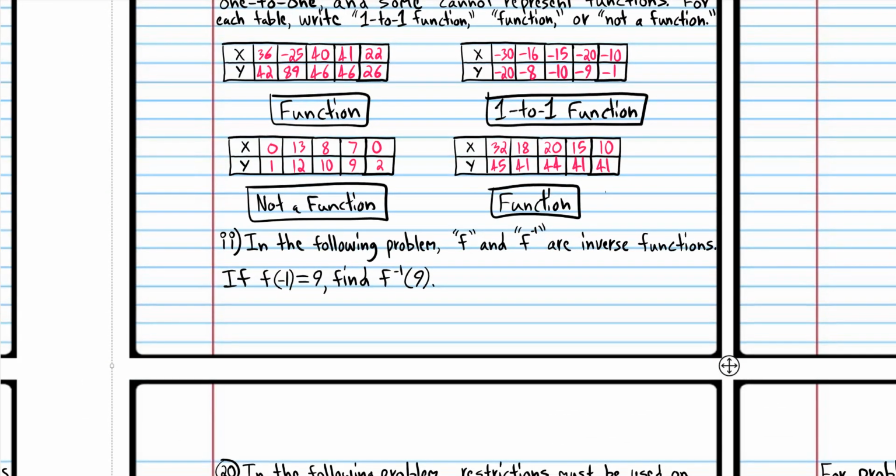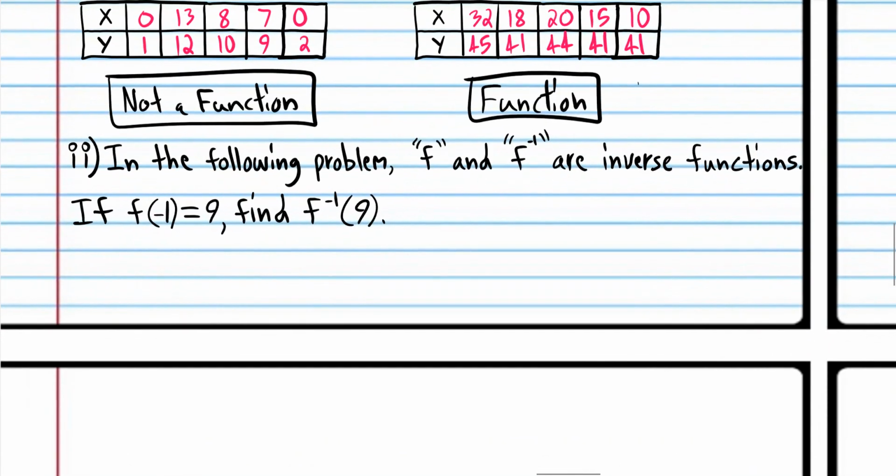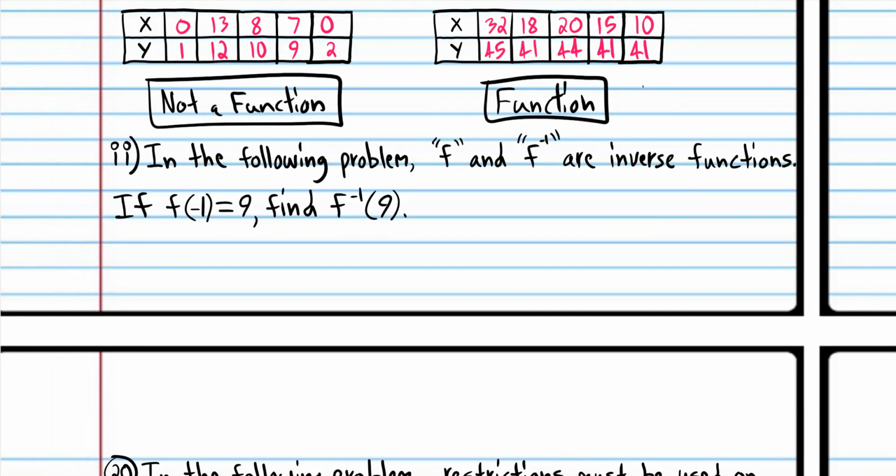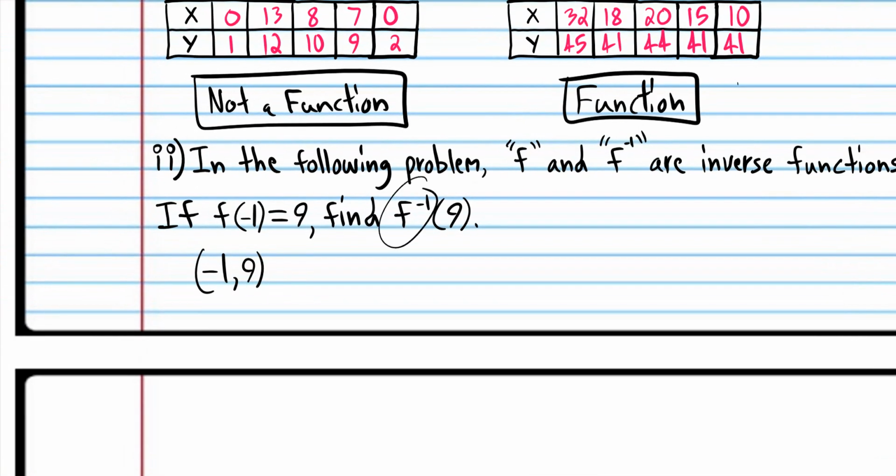Okay, so part 2, in the following problem, f and f inverse are inverse functions. If something is called f inverse, it's assumed that it's the inverse function, but we're just clarifying that. So if you plug in -1 to the f function, if -1 is your input, then 9 is your output. All right? But because f inverse is an inverse function, what that means is if you plug in 9 to the inverse function, you're going to get -1 as your output.